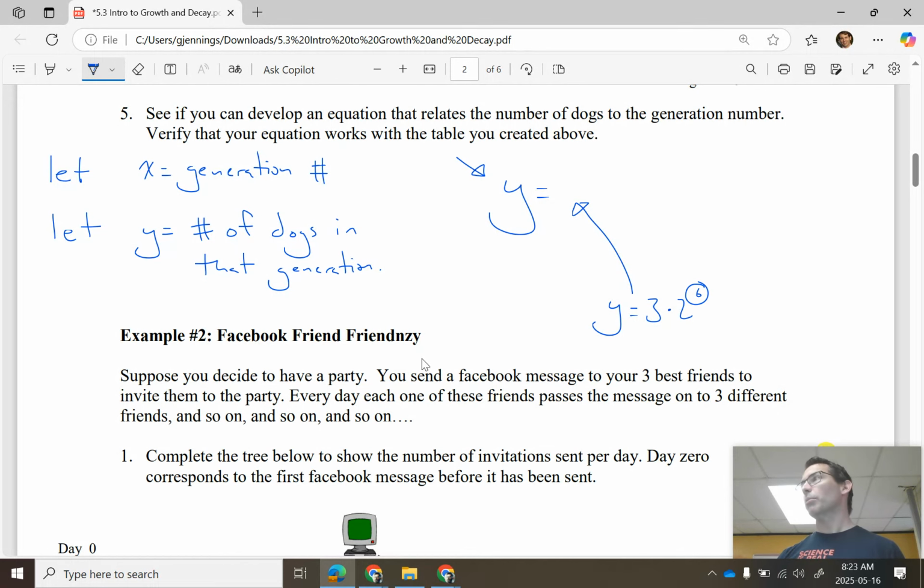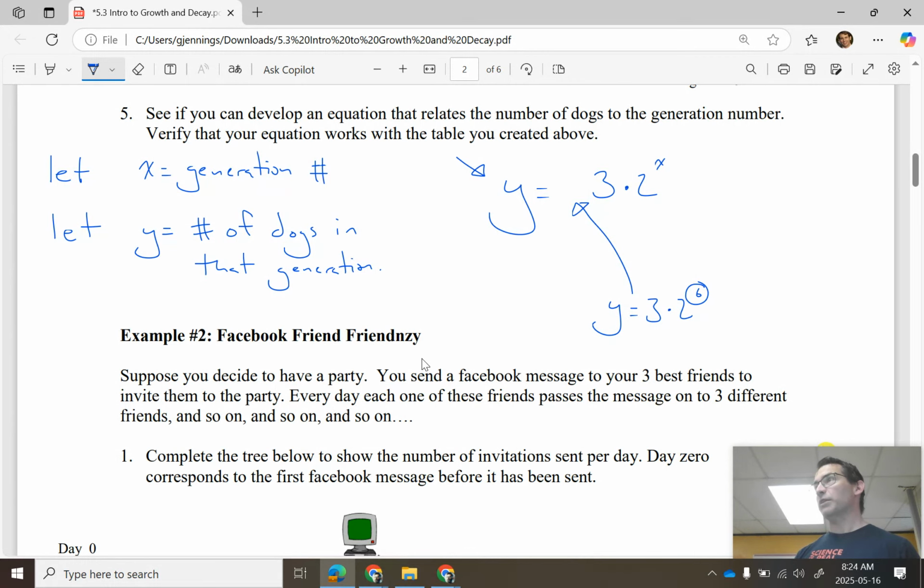There's the generation number. So what's my general formula look like? I take the initial number of dogs. I multiply by 2 for each generation. Yeah, so that's what our formula looks like. That's what our equation is going to look like in this case.